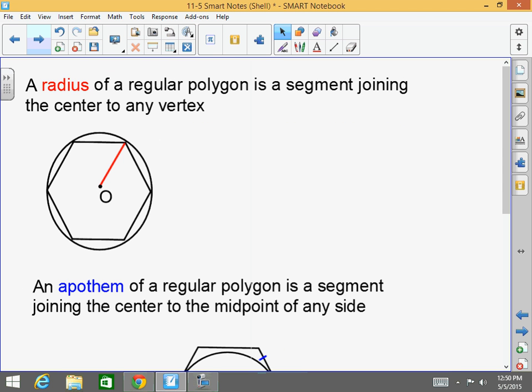Okay, now let's talk about two different terms. One of them, the radius, and the other what's called an apothem, okay? A radius of a regular polygon is a segment joining the center to any vertex. Let me explain what this means, though. When you have a polygon inscribed in a circle, the distance from the center to the vertex of that inscribed polygon is also mirroring the radius of that circle, correct?